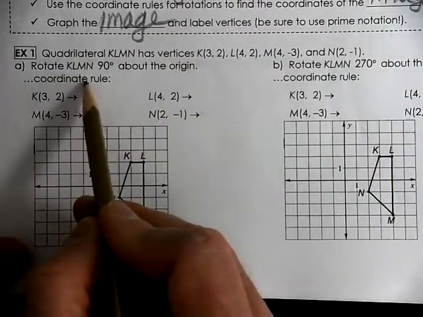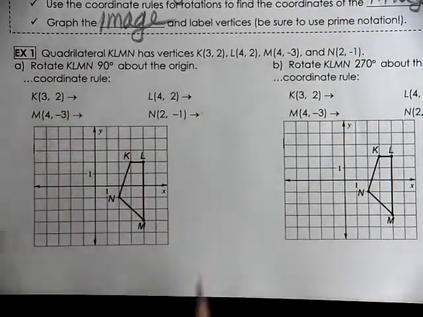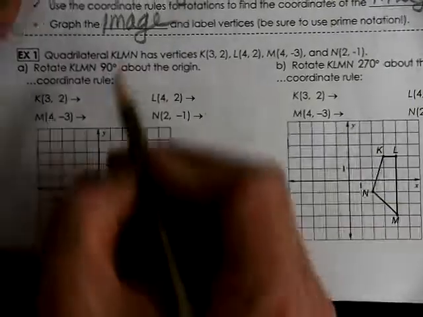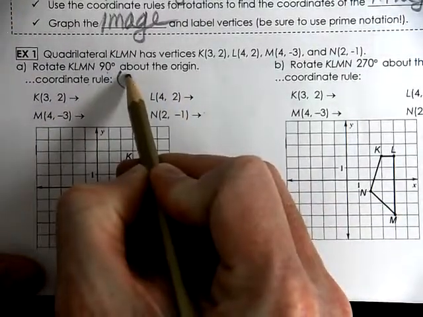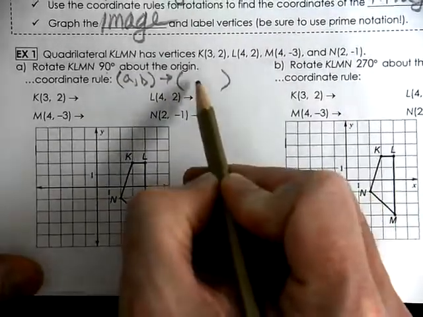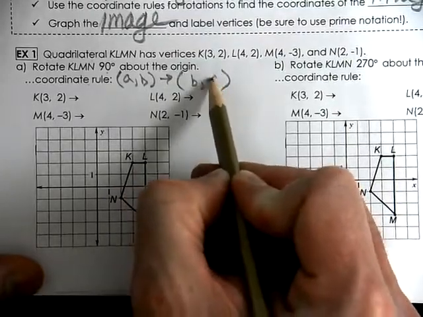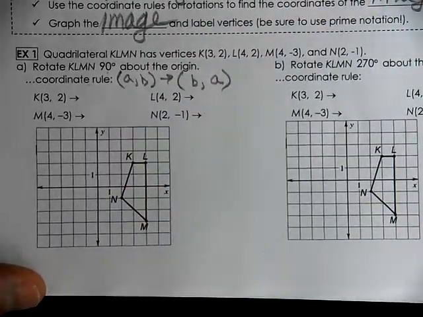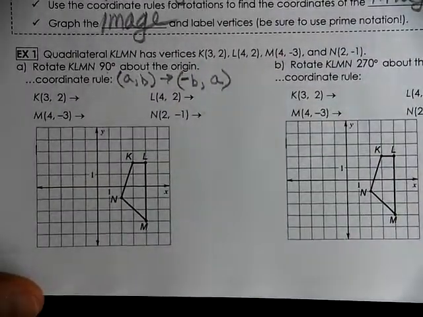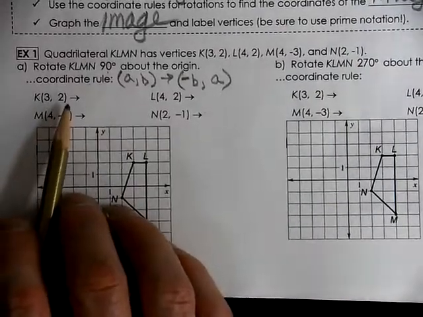What is the rule for a 90-degree rotation? You can look back up there. Look back at your notes. What's your rule for a 90-degree rotation? We're going to take our A and the B. We're going to switch the order. And we change the sign to the one on the left. You see that? So we can quickly do that here.